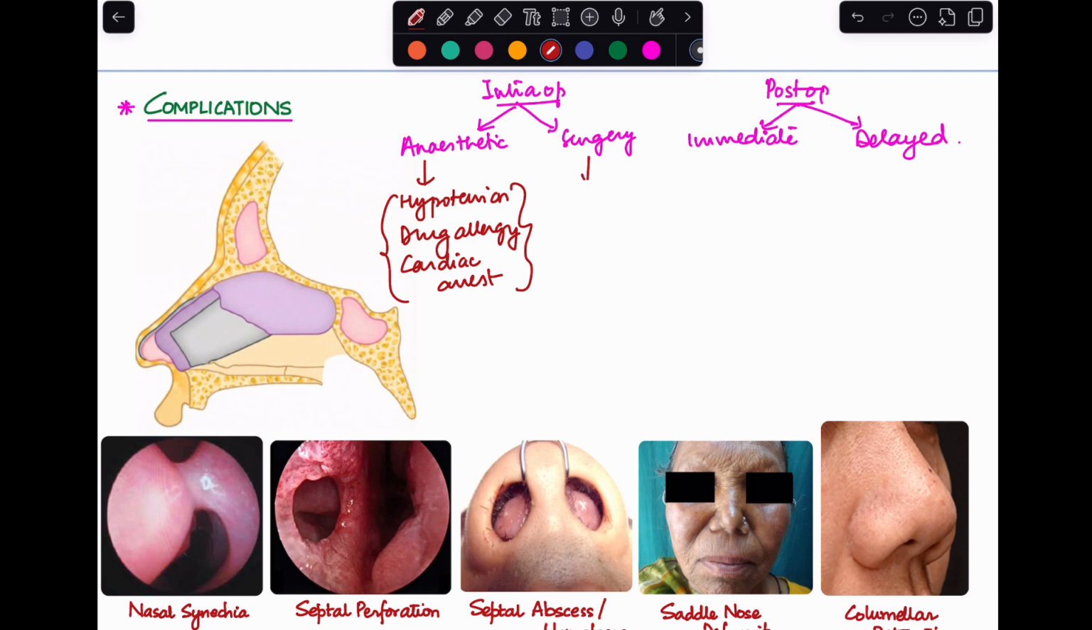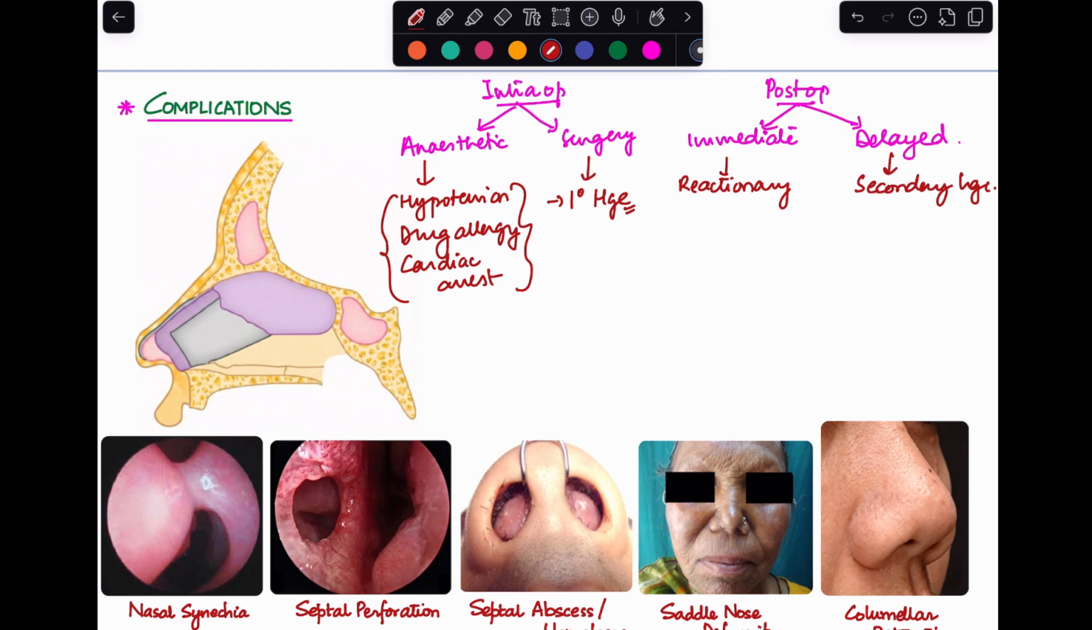Next, coming to the different intraoperative complications because of the surgery itself. First of all, we'll have primary hemorrhage. So in tonsillectomy we have learned about primary, reactionary as well as secondary hemorrhage, right? So primary hemorrhage is an intraoperative complication. Reactionary hemorrhage will be an immediate postoperative complication, and a delayed postoperative complication would be a secondary hemorrhage.